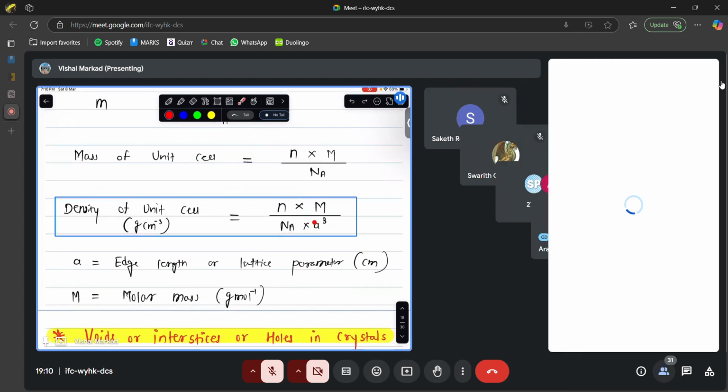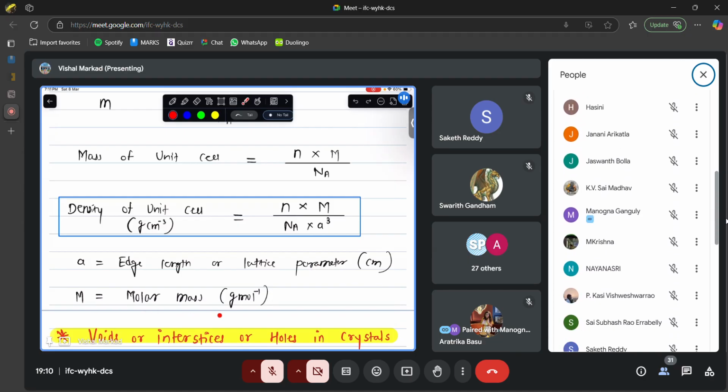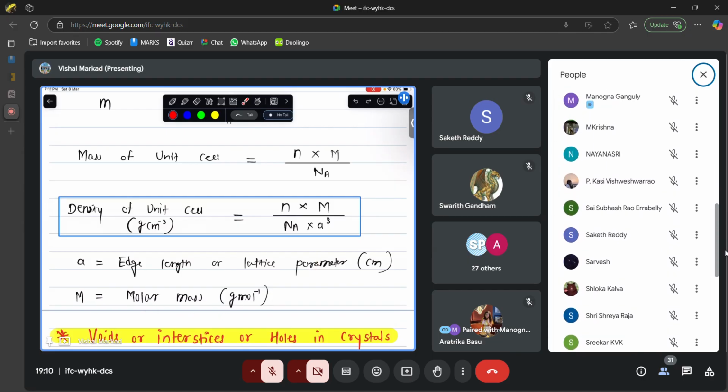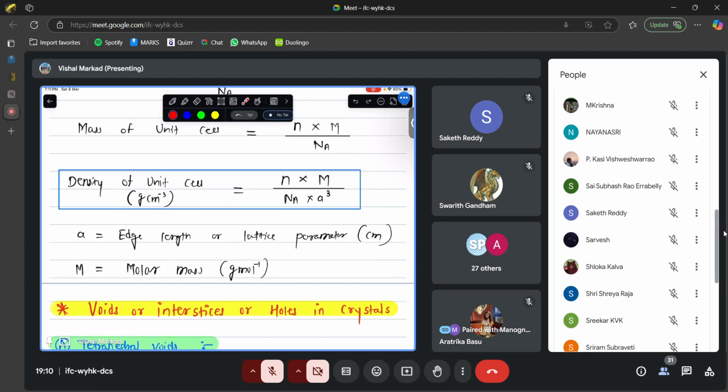So it is Nm into Na cube. Here a is the edge length, also called the lattice parameter. Nm is the molar mass. Clear till this point? There is one straightforward numerical here, I guess. They have provided this value, and one you have to calculate from here.